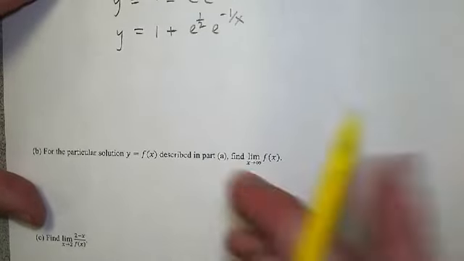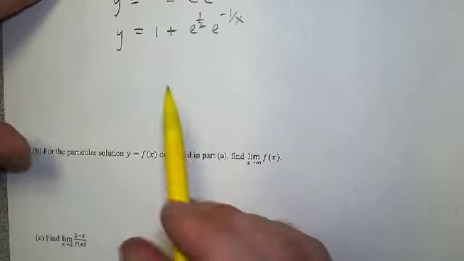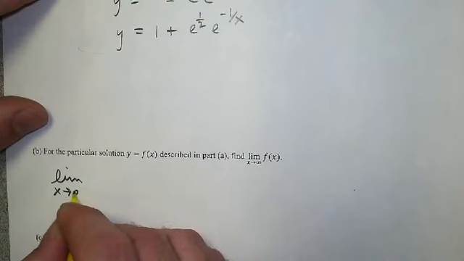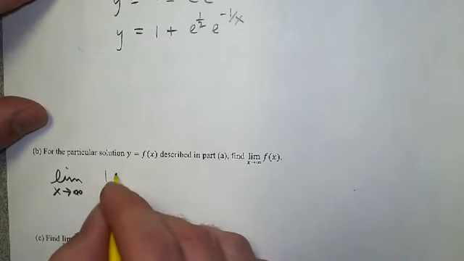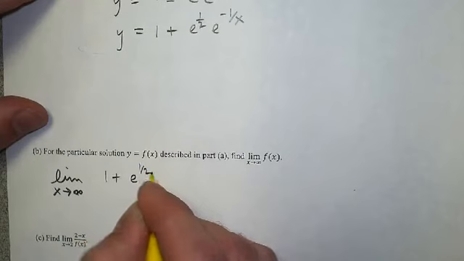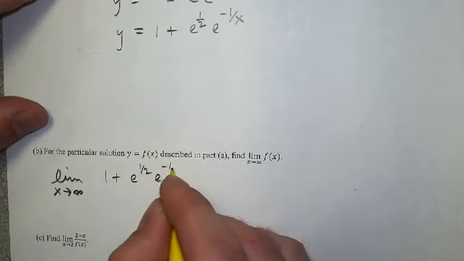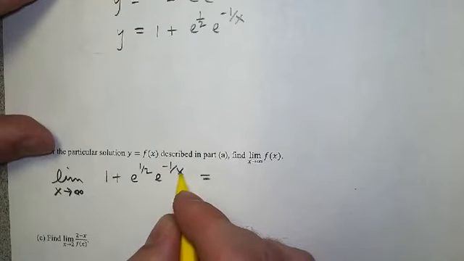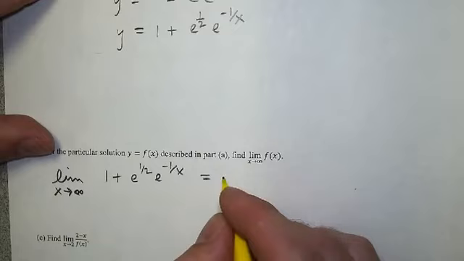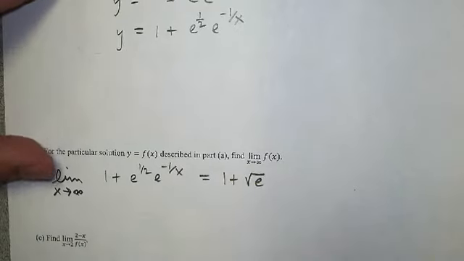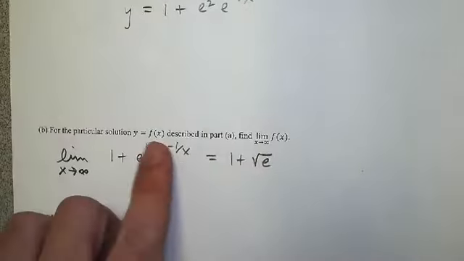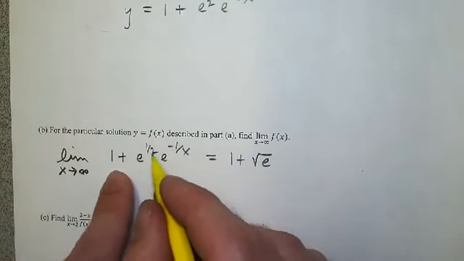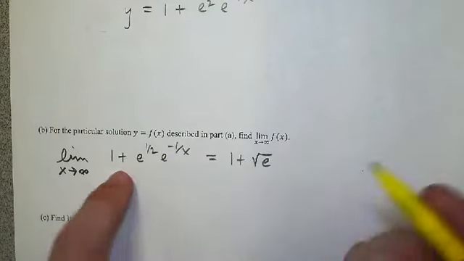Now that I've got this, I want to find the limit as x approaches infinity of f of x. Okay, the limit as x approaches infinity of 1 plus e to the 1/2 e to the negative 1 over x. Well, e to the basically 0 is going to become 1. So this is going to be 1 plus the square root of e, because the limit of this fraction here is 0 as x goes to infinity. E to the 0 is 1. This doesn't care about what's happening to x, and neither does that.